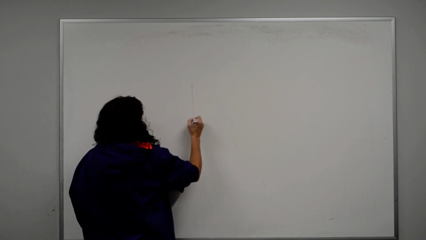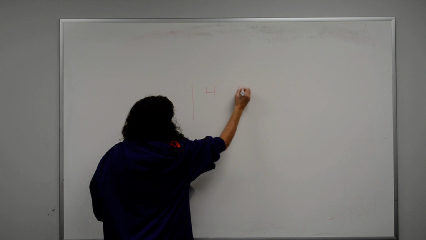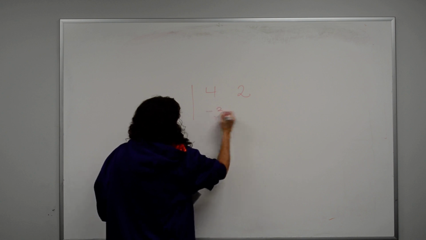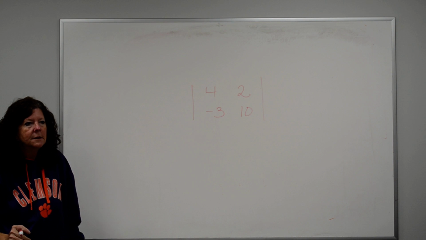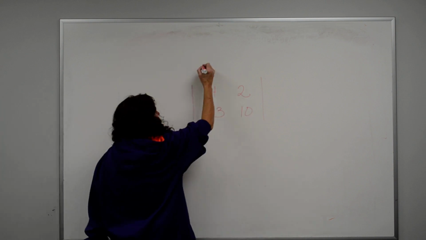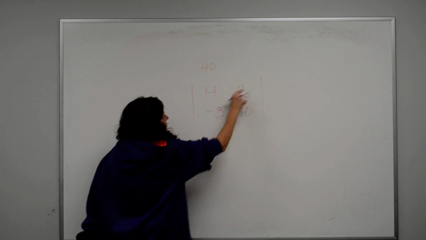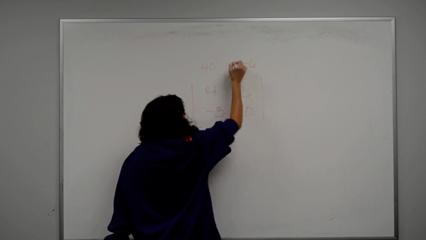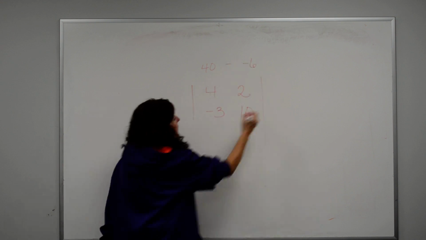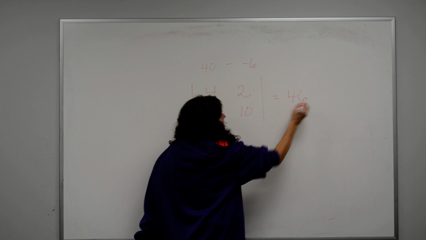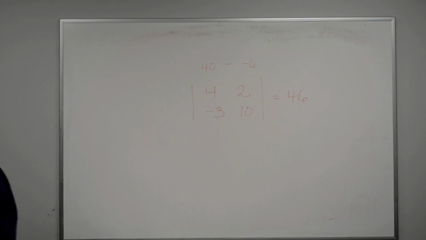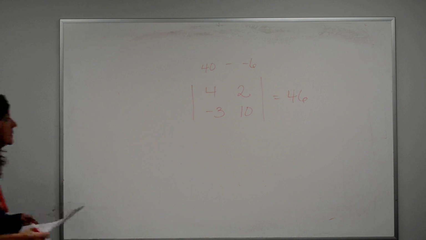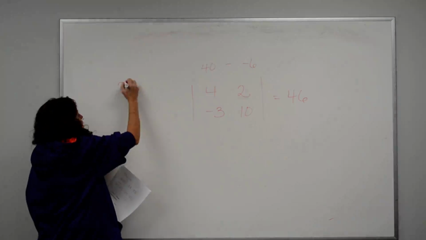Let's say I want to know the determinant of a 4, 2, -3, and 10. How do I find the determinant of that? I multiply up, so that's going to be a 40, and that's going to be a -6, and then I subtract. So I'm going to have a determinant of 46. Okay, put that matrix in your calculator, under matrix A. Remember the dimensions are 2 by 2?